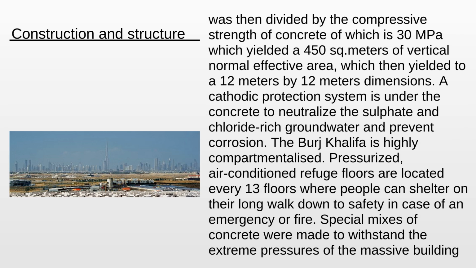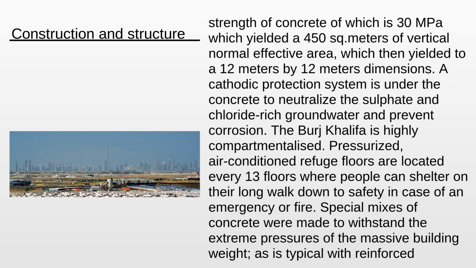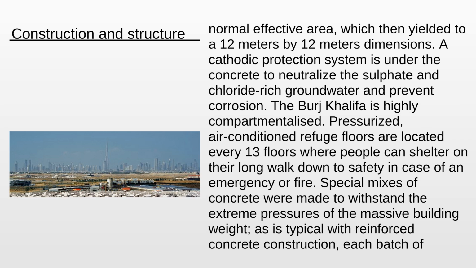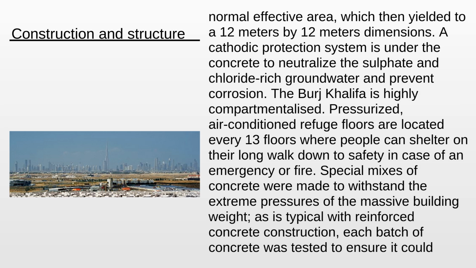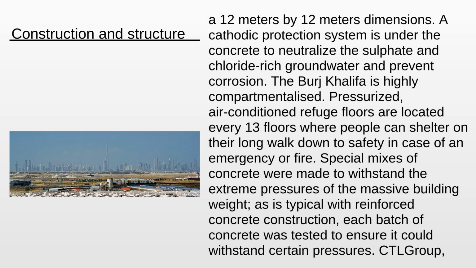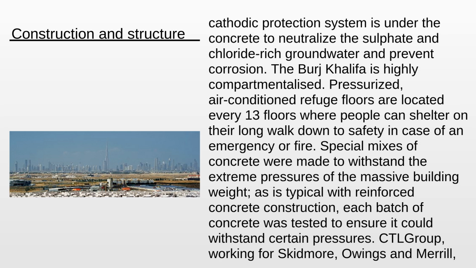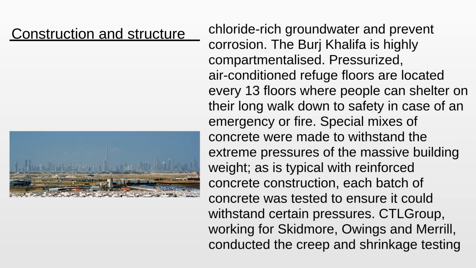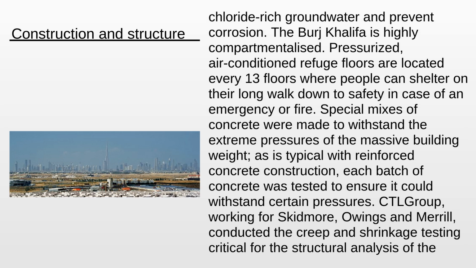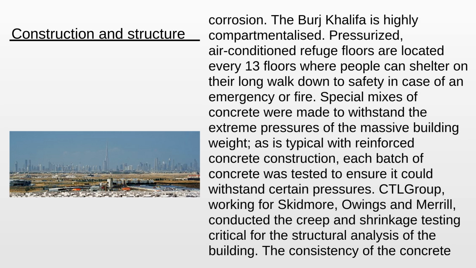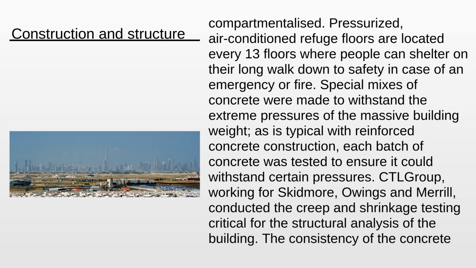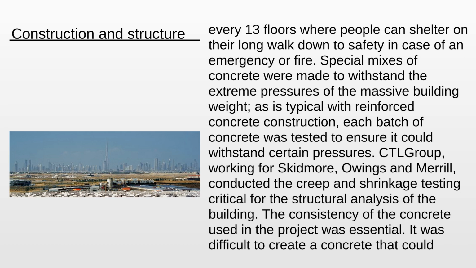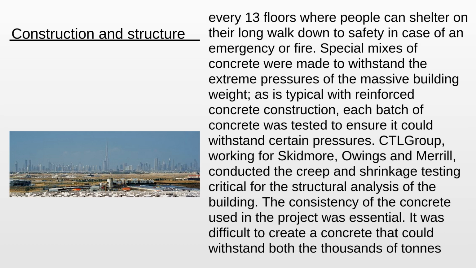The foundation was designed to support the total building weight of approximately 450,000 tons, 500,000 short tons, 440,000 long tons. This weight was then divided by the compressive strength of concrete, which is 30 megapascals, which yielded 450 square meters of vertical normal effective area, which then yielded 12 meters by 12 meters dimensions. A cathodic protection system is under the concrete to neutralize the sulfate and chloride-rich groundwater and prevent corrosion.